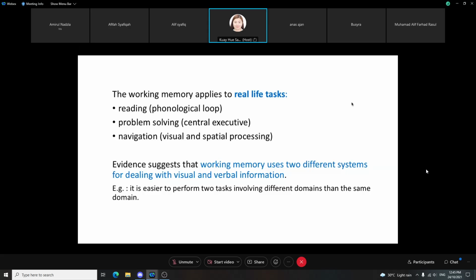So, for instance, it is easier to perform two tasks involving different domains than the same domain. For instance, some of you can be reading while listening to music, because listening to music is just auditory, and then you are looking at the screen to read your slides, so it's visual. So you are using two different types of domains to do two different tasks at the same time. You can say that you're multitasking, for instance. Okay, and then you can also drive while eating because you're using different parts of the brain to do that.